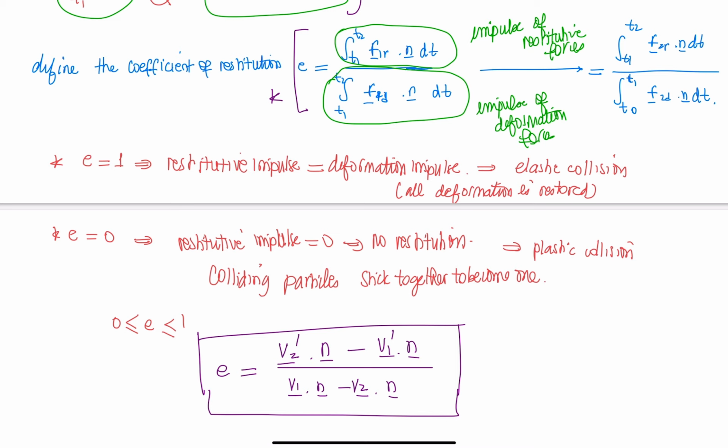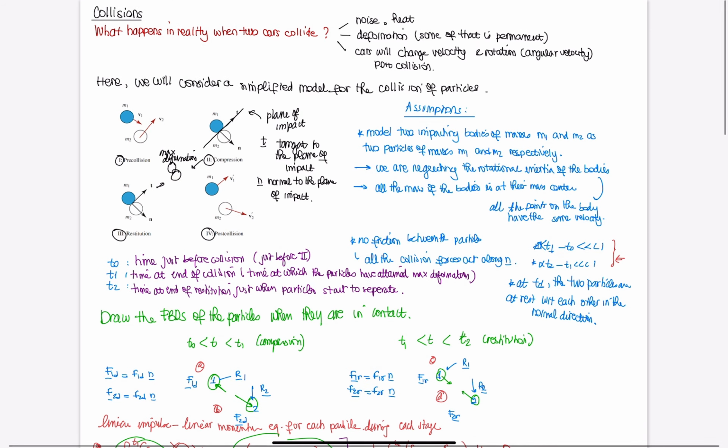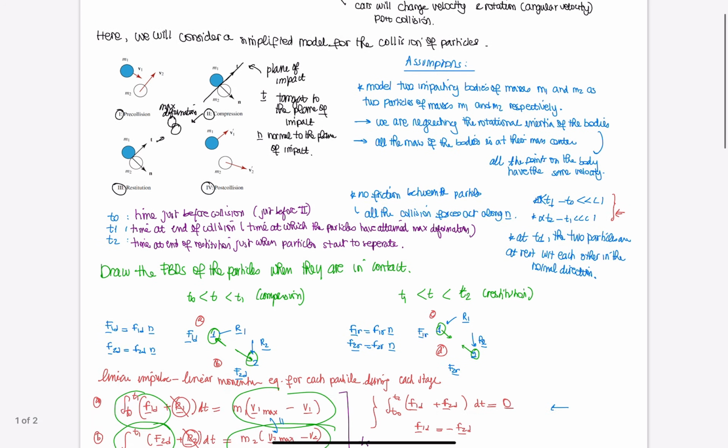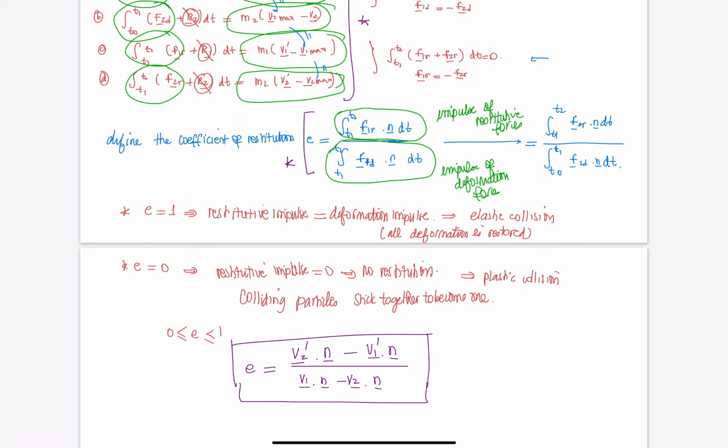Okay, so that's the coefficient of restitution. So far we've looked at the very complicated collision problem. We simplified it, we made a lot of assumptions, we looked at the stages of collisions, and we were able to define this restitution coefficient. I'm going to pause this video for now, and in the next video I'm going to explain why we need to define this coefficient of restitution E.